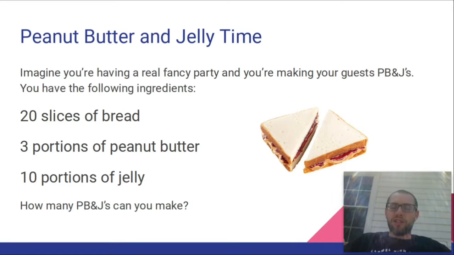You can't make just jelly sandwiches. You can't skimp on the peanut butter. They've got to be full sandwiches. So you can actually only make 3 peanut butter jelly sandwiches. It doesn't matter that you've got all this leftover bread and all this leftover jelly. You're still only going to be limited to those 3 sandwiches because then you'll run out of peanut butter. You can't make any more.